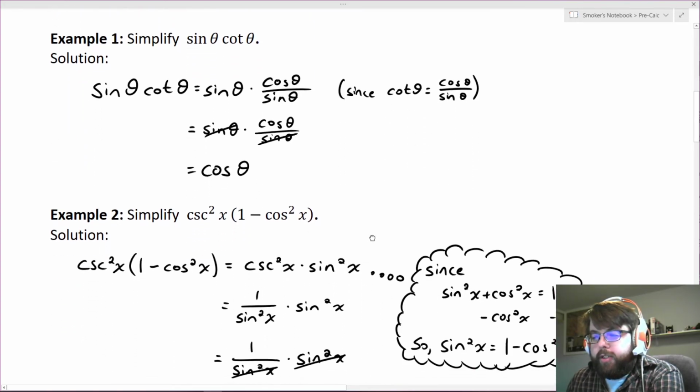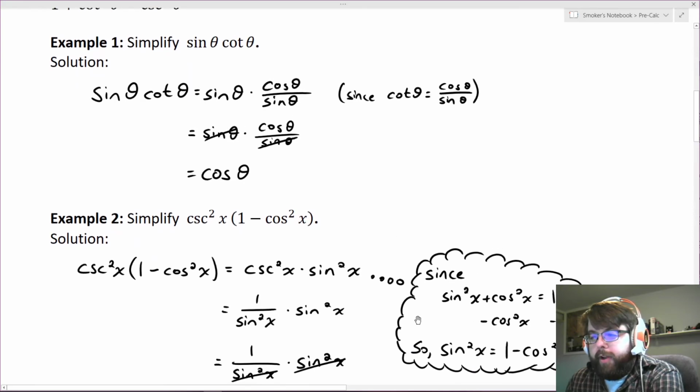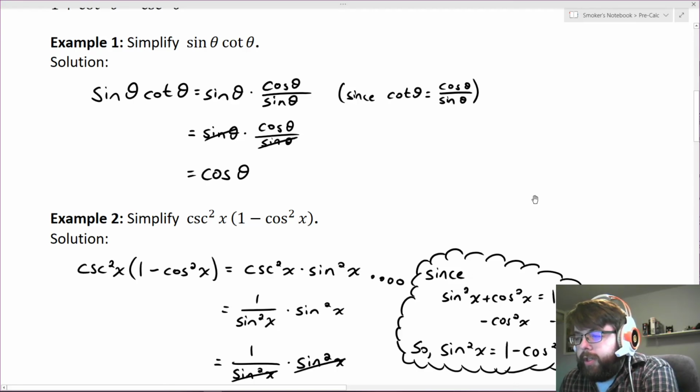And that's because, I've got to show this here, because my thought bubble over here is important to how I found this, how I changed 1 minus cosine squared to sine squared. Well, since sine squared plus cosine squared is equal to 1, as we had mentioned, you can subtract cosine squared from both sides, and sine squared is equal to 1 minus cosine squared. So that means I can replace the 1 minus cosine squared with the sine squared. How cool is that?